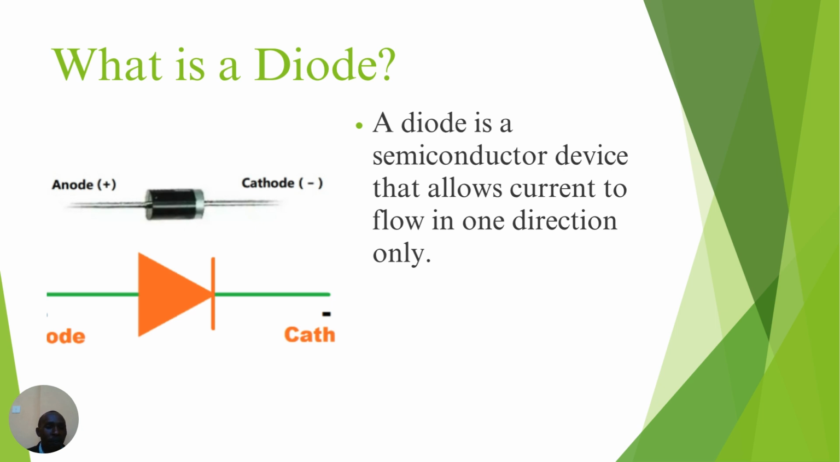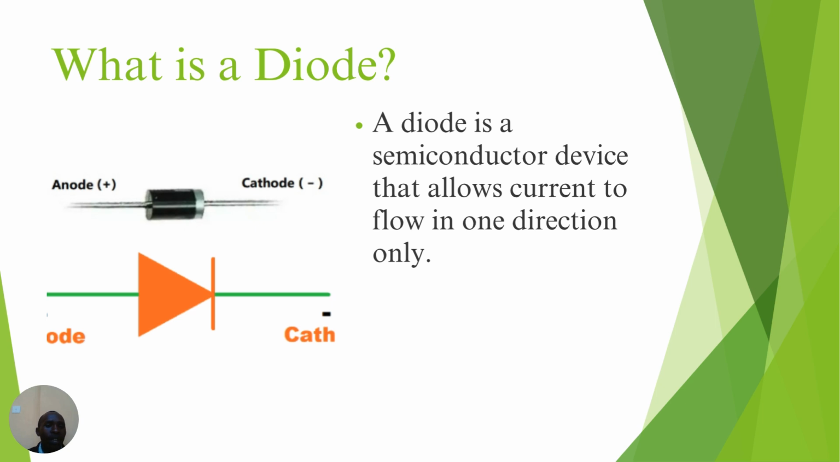That means that from the image we have here, we have the anode and cathode. So this is the first one, this one here where you are seeing my cursor. It's a diagram or an image of a diode. Then the second one is the symbol of a diode.